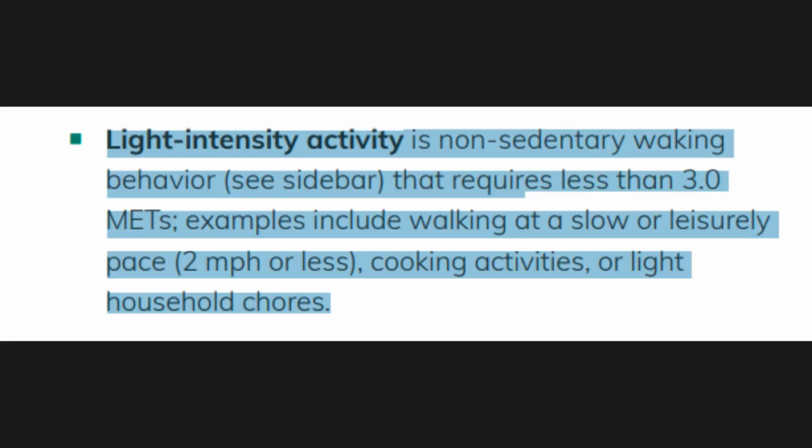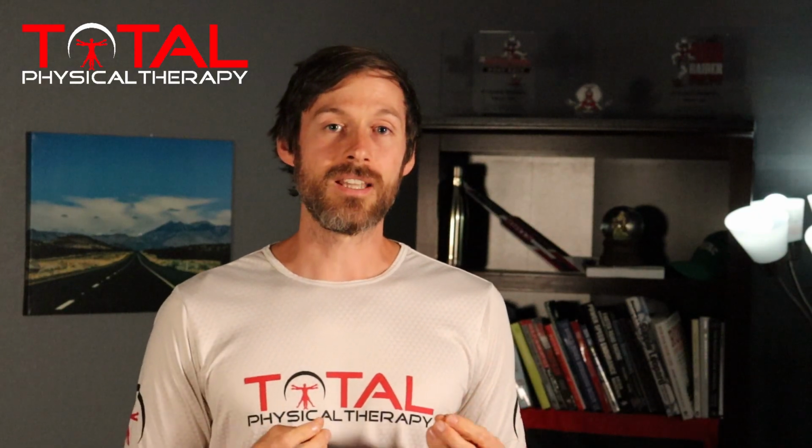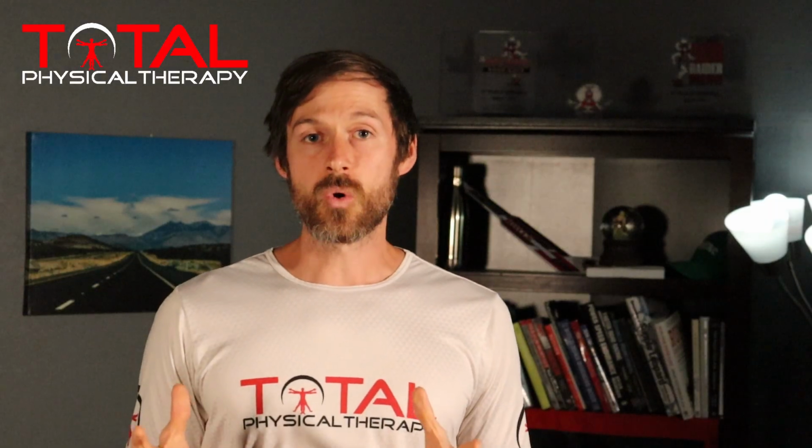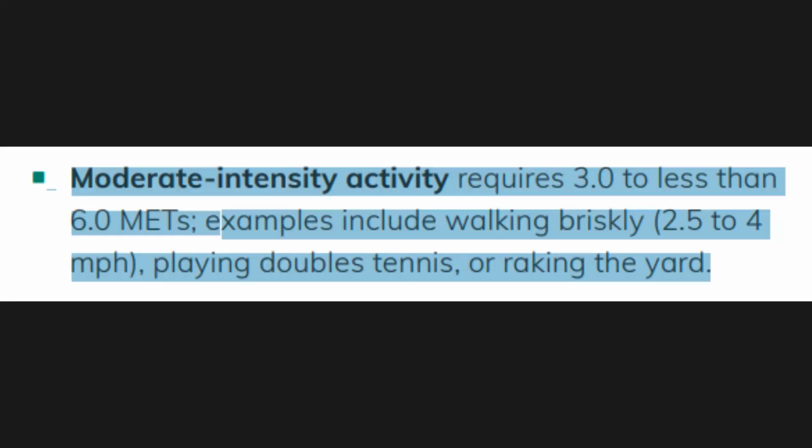2 METs is defined as double the amount of energy that it takes to be able to do that activity. The second category that they define is what is considered light intensity. And light intensity is anything less than 3 METs. Some activities that fall within these guidelines are leisurely walking, some cooking activities, some light chores, and various things like that.